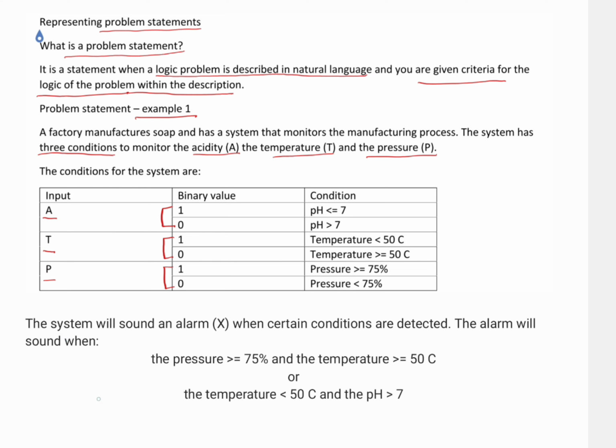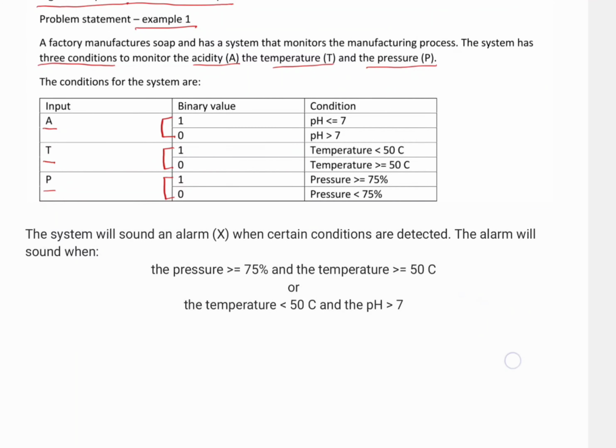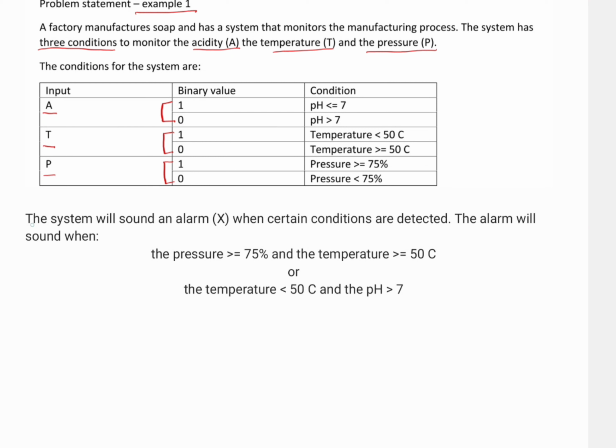Now this is the background or the problem statement. Now there is a condition given to you on the basis of which you need to derive the logic expression, the logic circuit and the truth table. So let's go one at a time. What's the condition? It says the system will sound an alarm X when these conditions are detected. What are the conditions? The pressure is greater than 75% and the temperature is greater than or equal to 50 centigrade, or the temperature is less than 50 centigrade and the pH is greater than 7. Let's name them as first, second and third. So altogether we have got 3 statements.